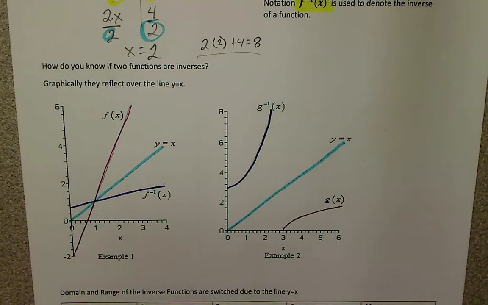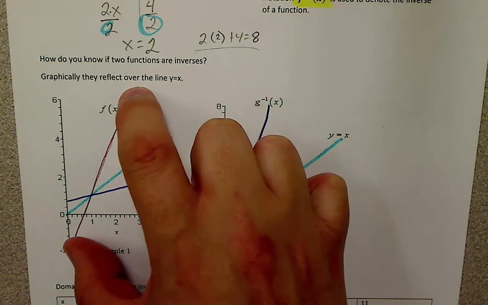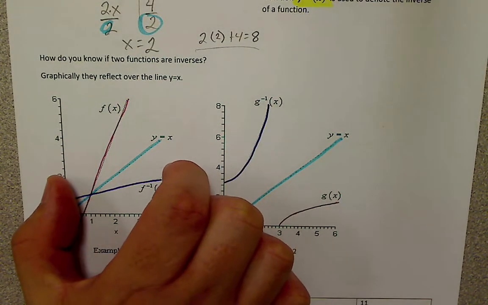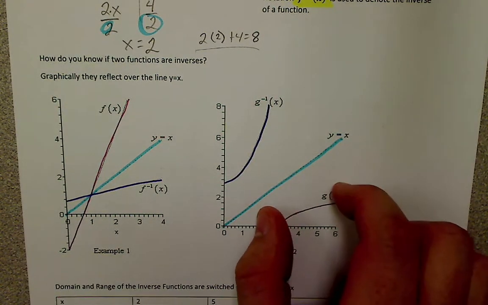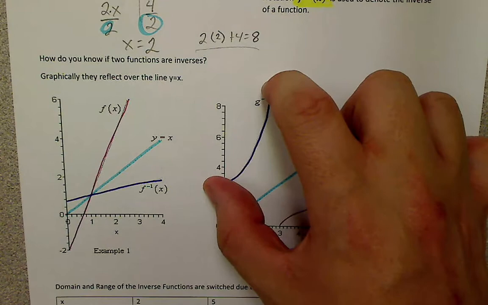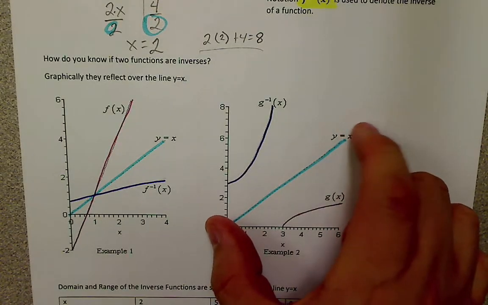Okay. So you have this line here, this blue line, which is y equals x, and then you have this function, and then you have this inverse function that reflects over it. Okay. Here you have this function, and then you have this inverse function that reflects over it over here. Okay. And they both reflect over this line of y equals x.